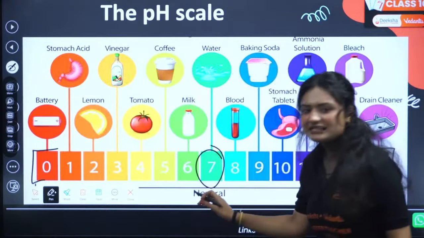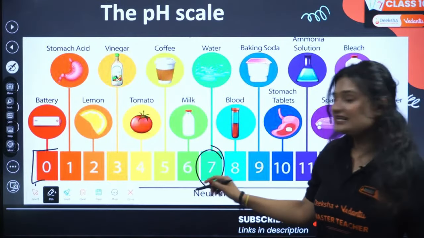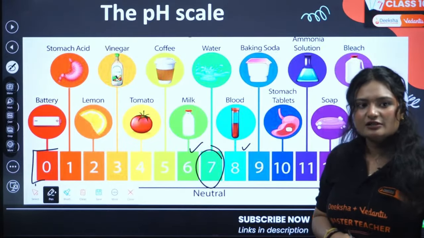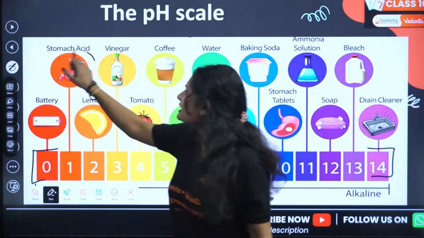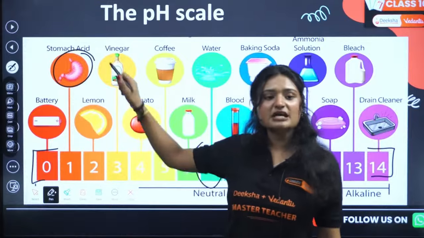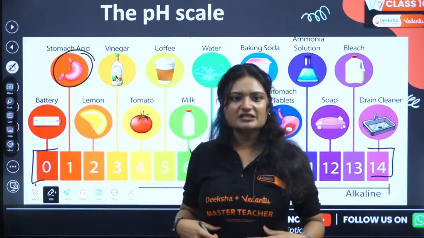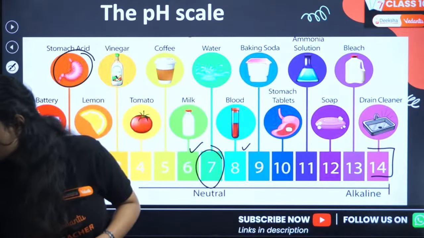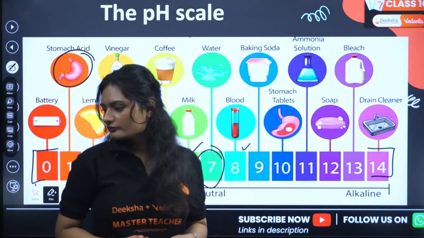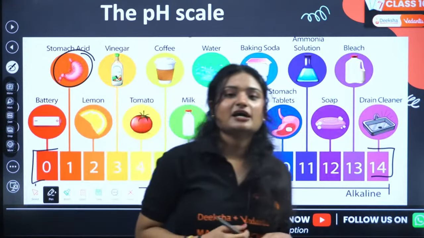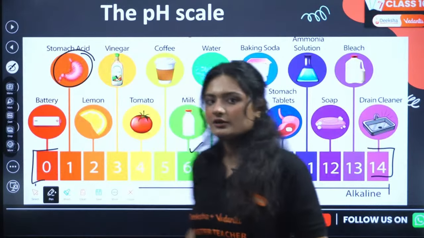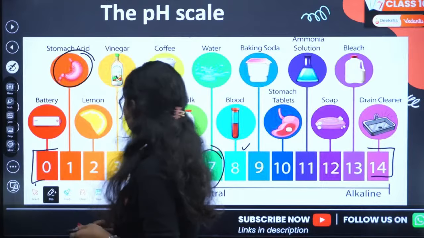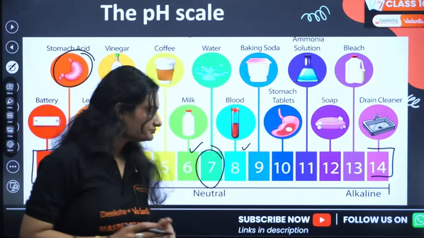Now you can see milk is slightly acidic. Blood is slightly basic. Stomach acid is highly acidic. Which acid do we have in our stomach? Yes, we have HCl, hydrochloric acid, in our stomach. Okay, moving on. Yes, coffee is also acidic. Tomato has oxalic acid.